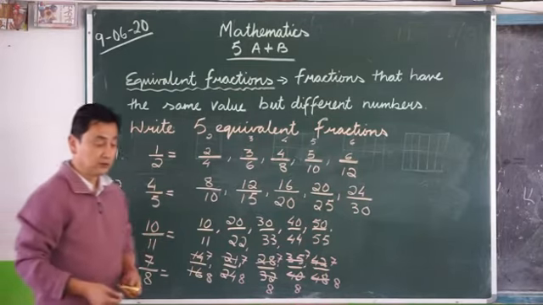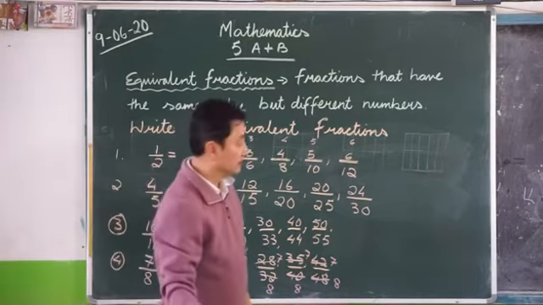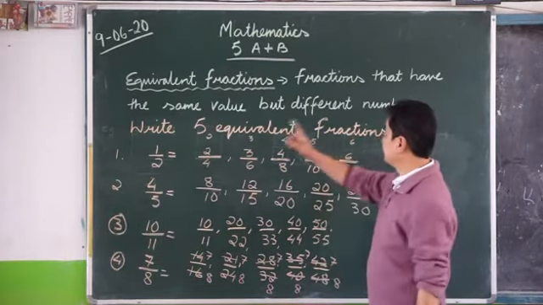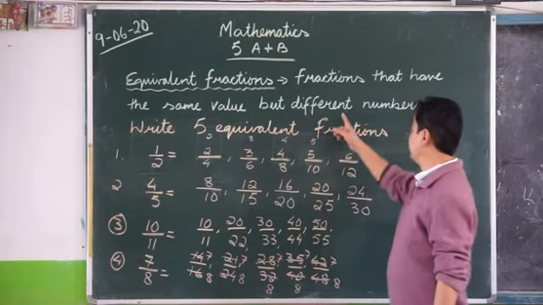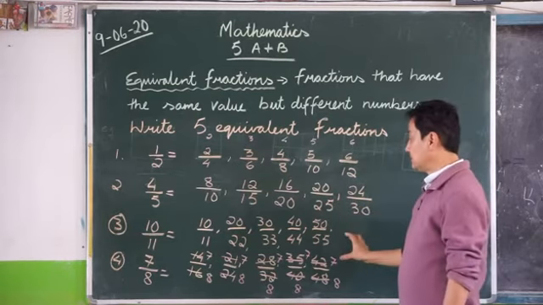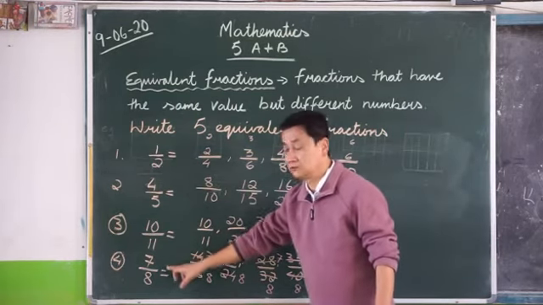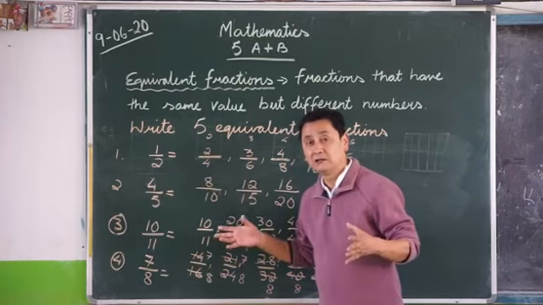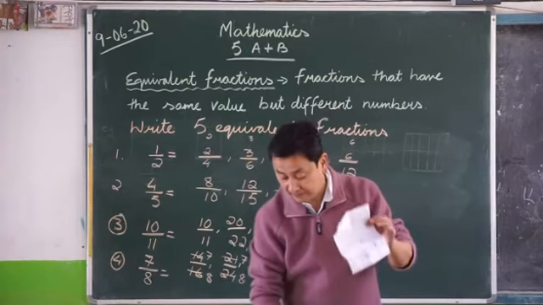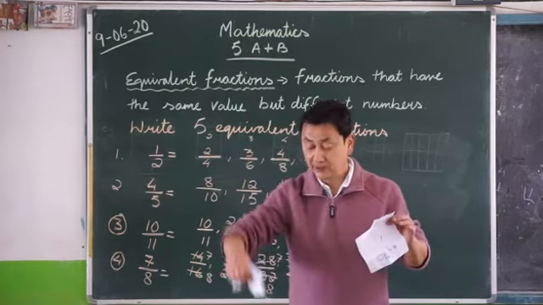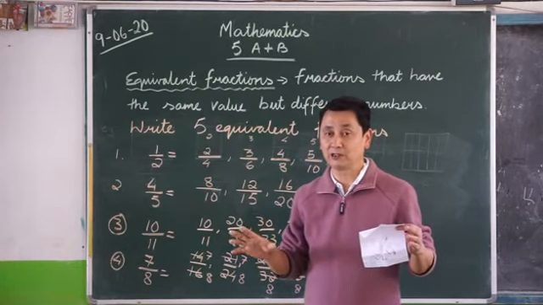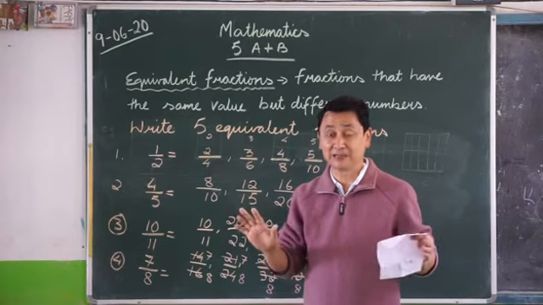Okay, dear children? So what we learned today? We learned that equivalent fractions are fractions that have the same value but different numbers. And when we reduce all these numbers, we get the same answer that is written here, which means they are equal. No difference. Same piece. Like this paper and these many pieces of paper. It's both the same. No one has got bigger or smaller. You got the same size.